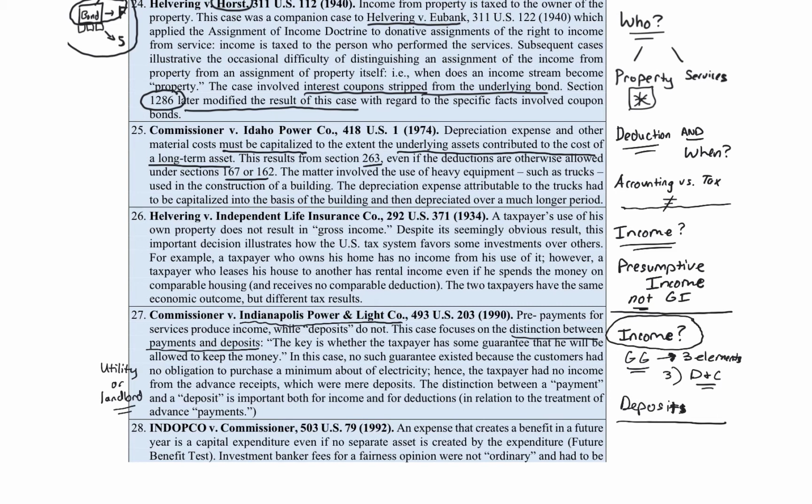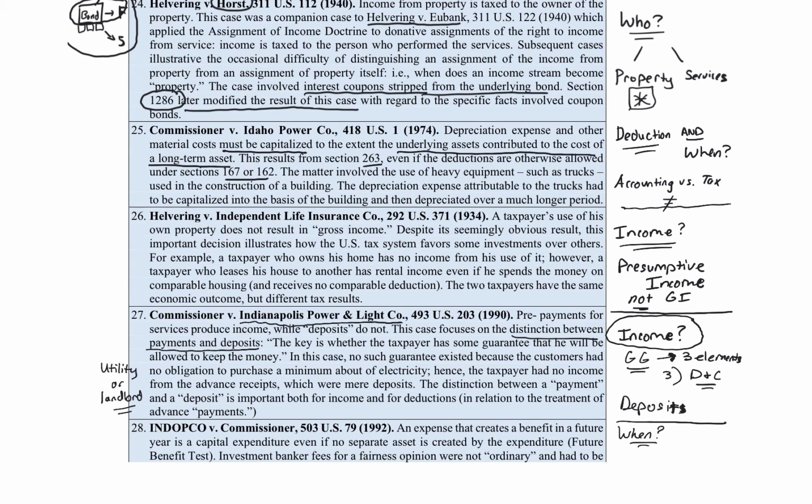Next one is INDOPCO. INDOPCO is a when question. Basically, INDOPCO says, similar to Idaho Power. By the way, do not confuse Idaho Power with Indianapolis Power and Light. Idaho Power is a deduction question. Indianapolis Power and Light is an income question. Indianapolis Power and Light, remember, is deposit. Idaho Power is when you have to capitalize an expense and you deduct. So keep that in mind. That's one that students always forget about or they confuse.